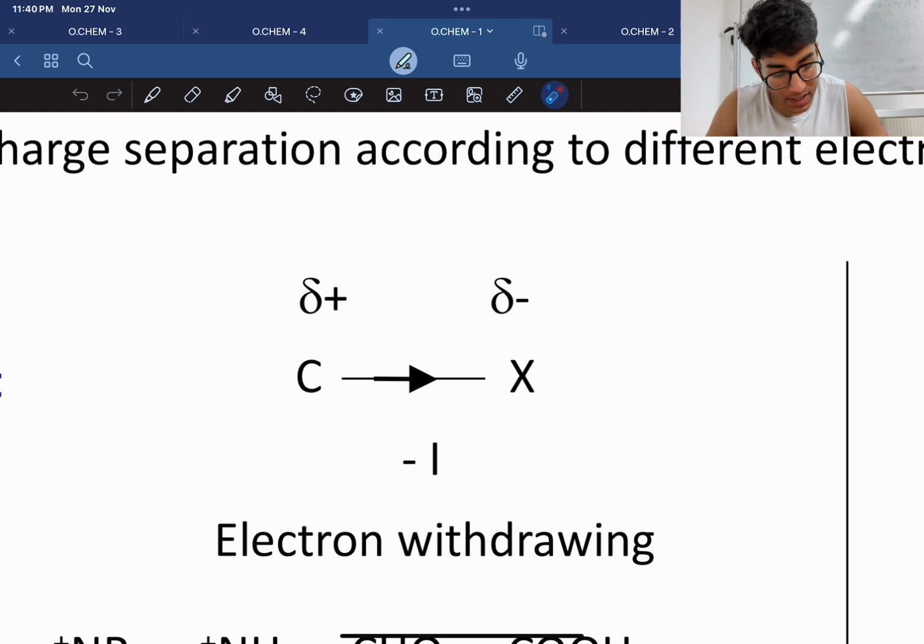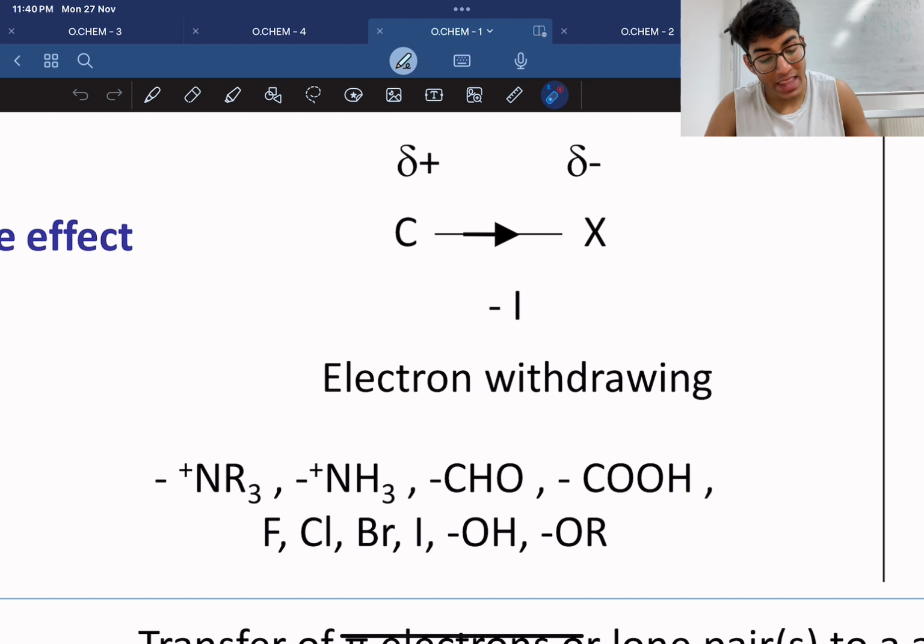Now, since this element is pulling the electrons towards it, this is an electron withdrawing element or electron withdrawing group. We have a few examples, and we should learn these. I don't know about NR3, but these, guys, you need to learn, because later on in these lectures they are going to come up and be very important. So remember this: what are the electron withdrawing groups? Basically, which elements or groups of elements pull electrons towards them. This is very important, guys.